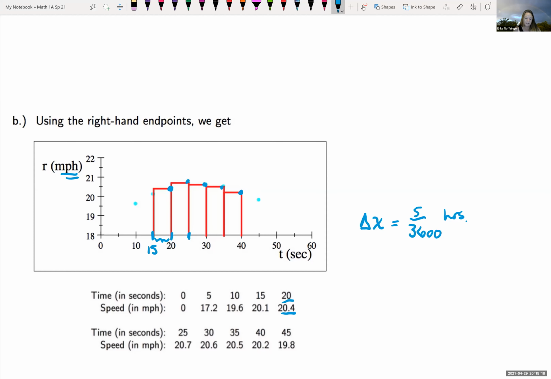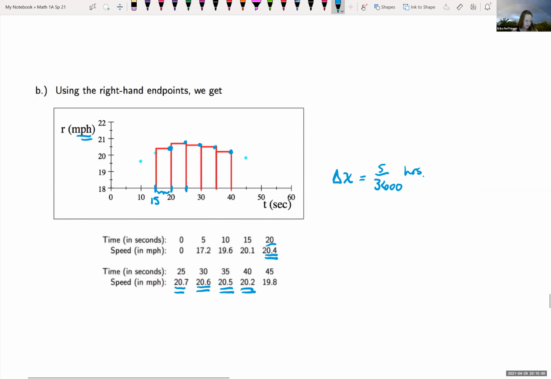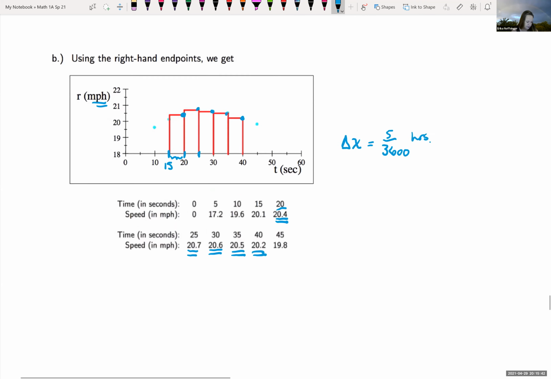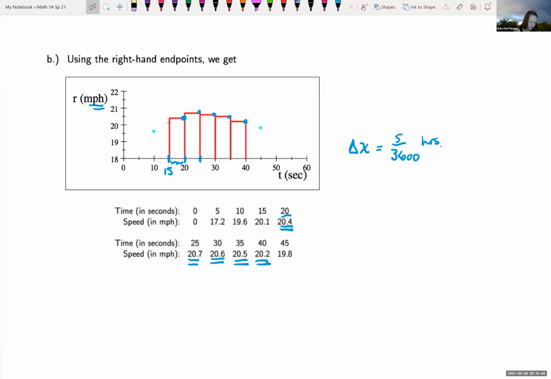Okay, so we're going to sum the heights. So we're summing 20.4, that's the first one, 20.7, 20.6, 20.5, and the last height we're looking at is 20.2. So sum all those heights together and multiply it by our base, which I thought I had in here and I don't. And multiply that out.